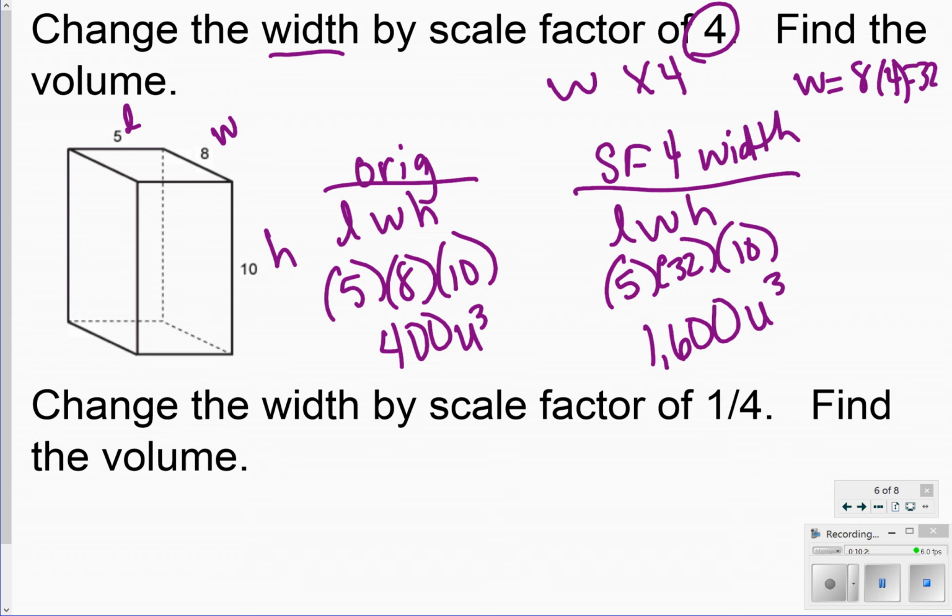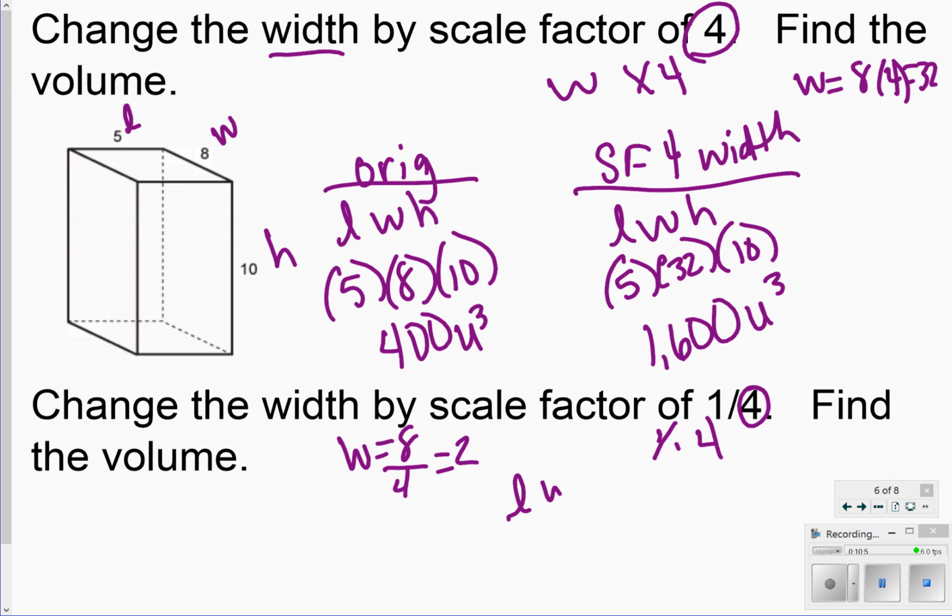Very interesting. Well, in our next example, we want to see what happens if the scale factor is 1/4. Again, it's less than 1, so that means we're going to divide by our denominator, which is 4. So the width is 8. We want to divide it by 4, so our new answer is 2.